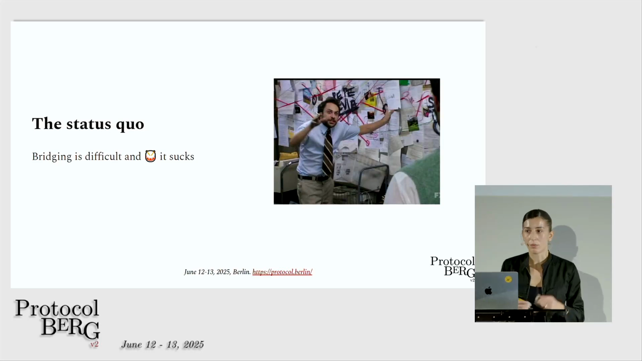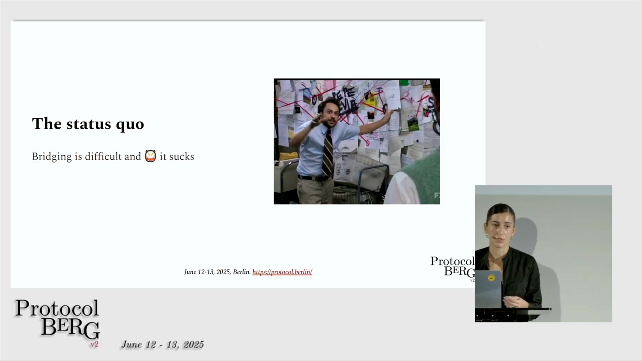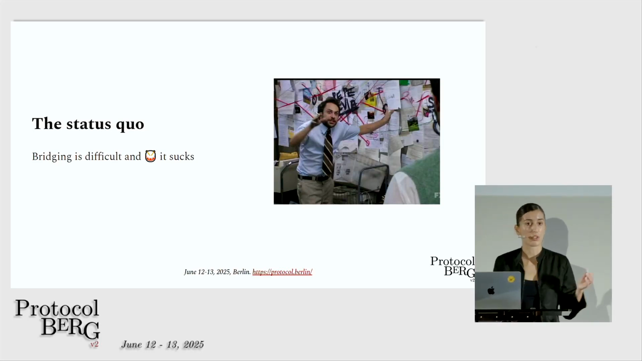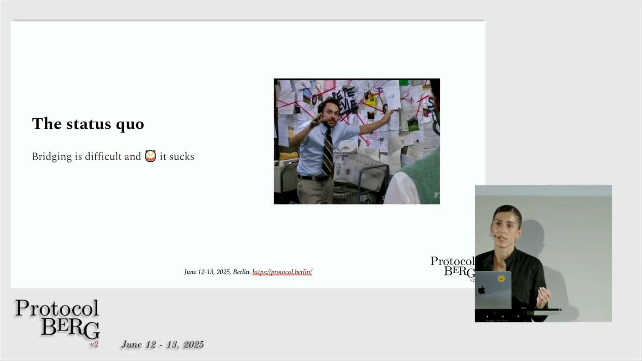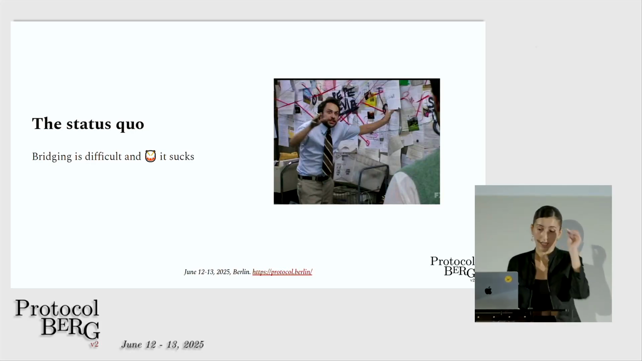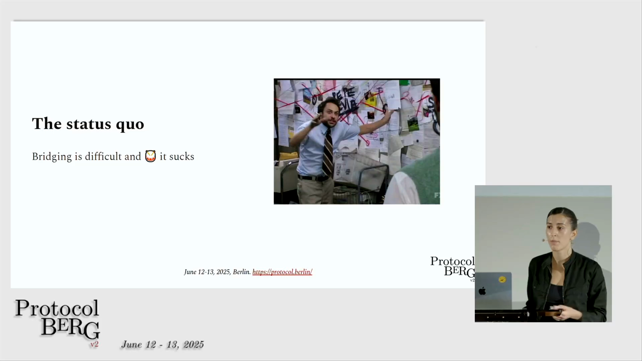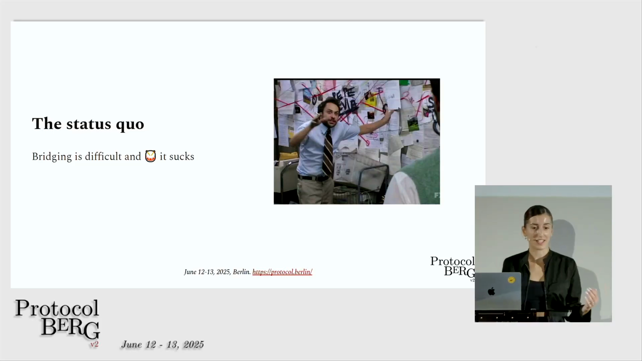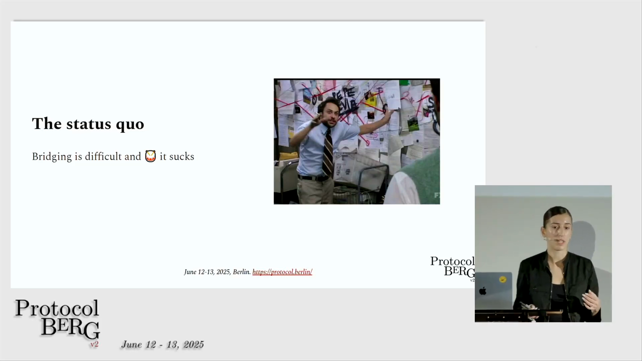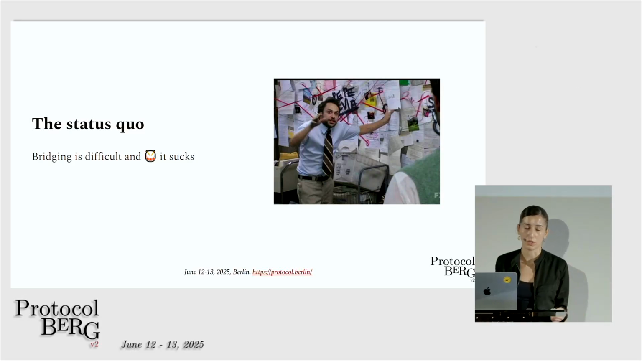But then, obviously, bridging is really complex. It's a very hard problem to solve. And in the first iterations of the bridging protocols, we often prioritized connectivity over security. And then soon after that, bridges started getting hacked. People lost trust. And then I joined Celestia Labs and was asked to work on a bridging solution to make bridging, at least within the Celestia ecosystem, a little bit more secure.